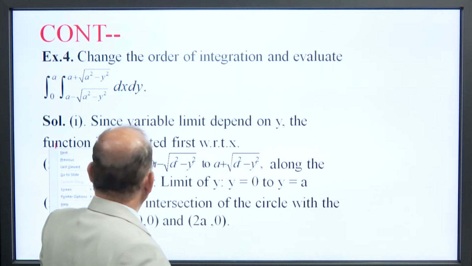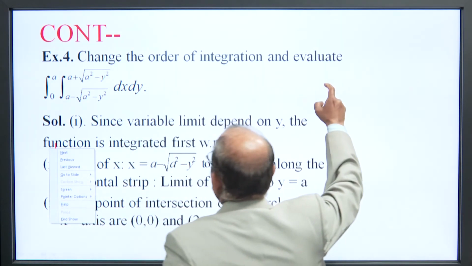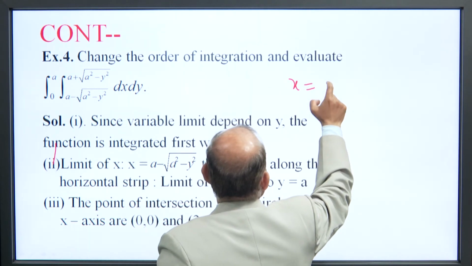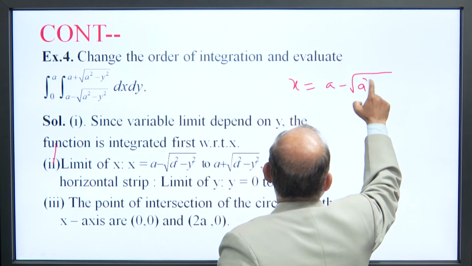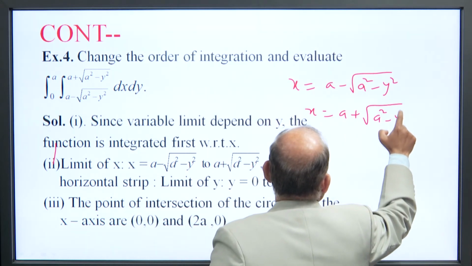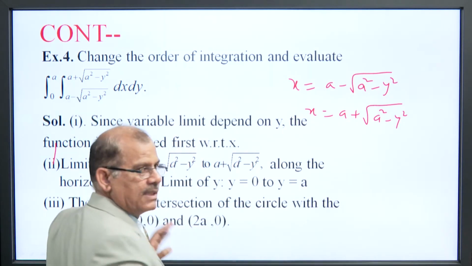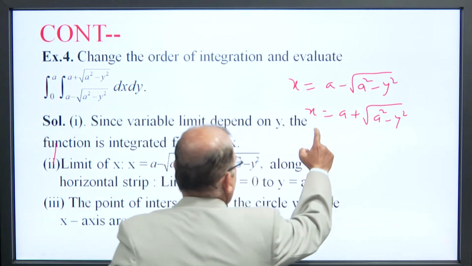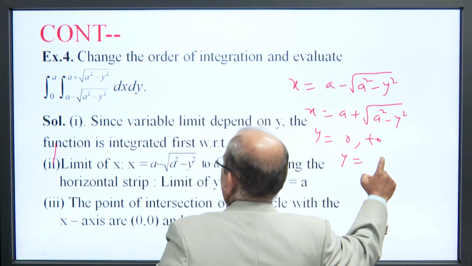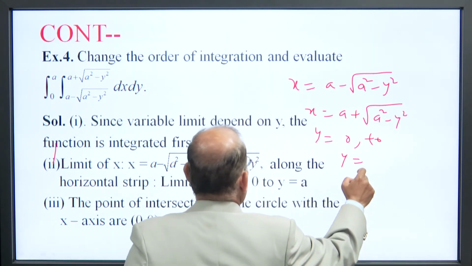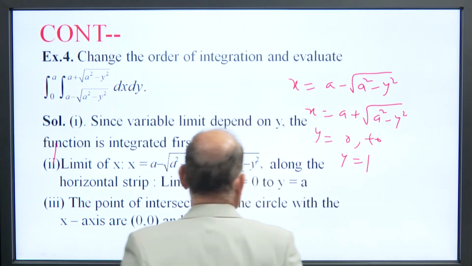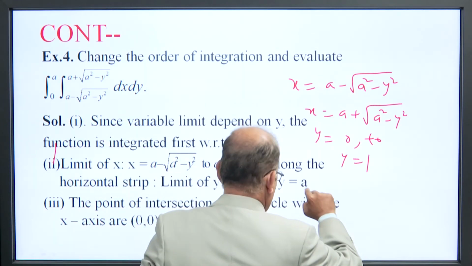it is a limit of x. The lower limit of x is a minus under root a square minus y square, and the upper limit of x is a plus under root a square minus y square. The limit of y is y is equal to 0 to y is equal to a.